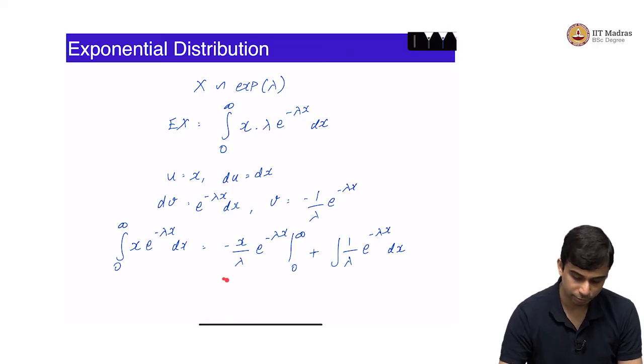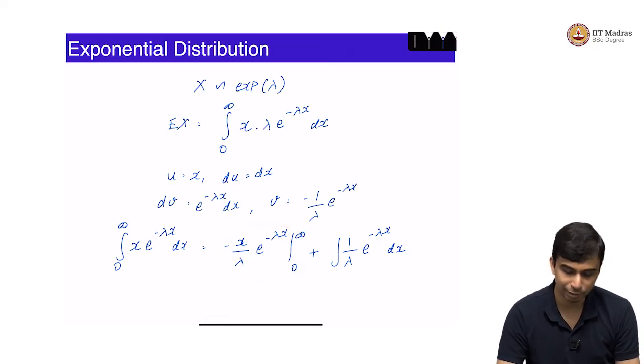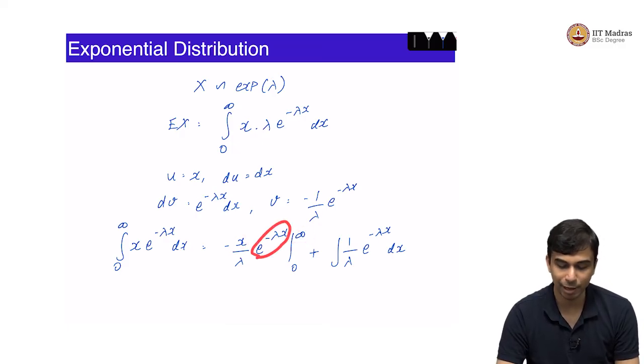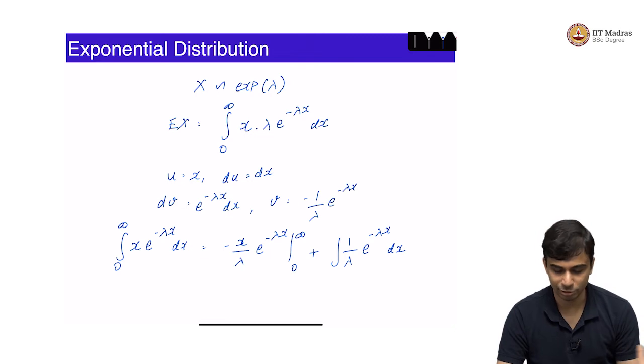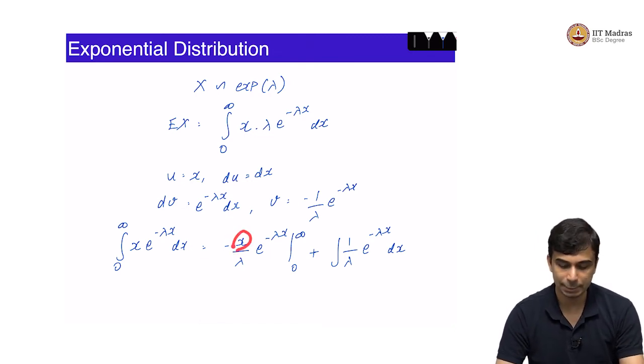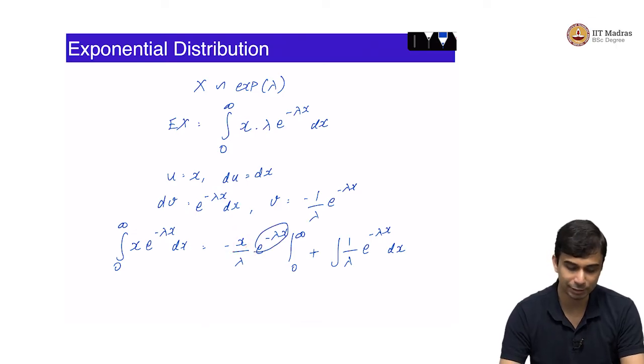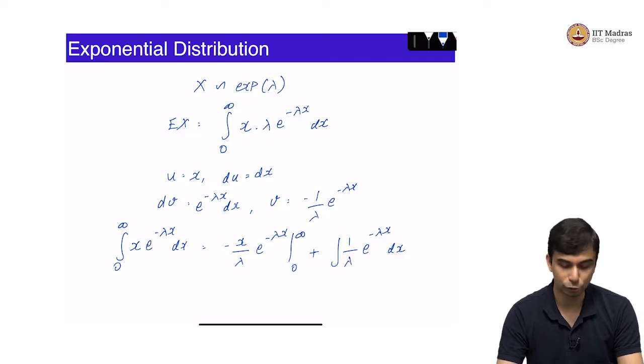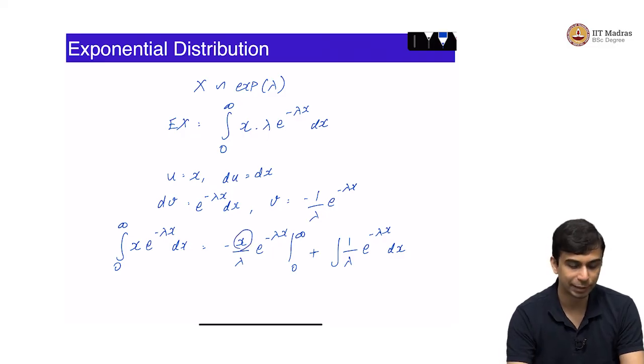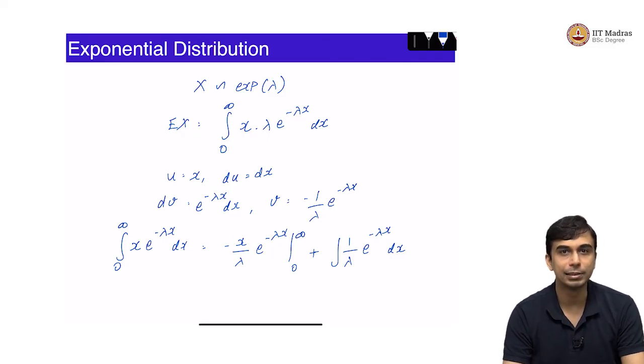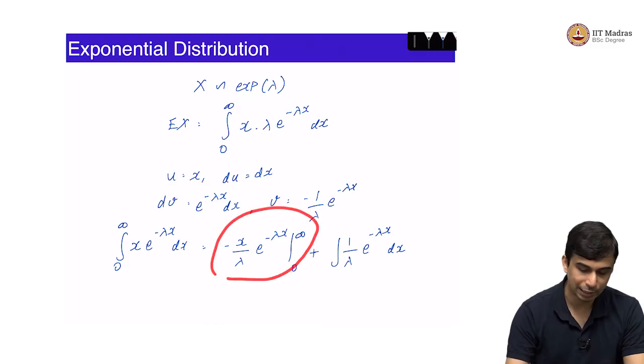Now, let us do this integration. The first term would be 0. Why is that? Because if we substitute infinity, it looks like infinity into something, but e power minus lambda x is much closer to 0 than x is to infinity, and if x keeps on increasing, x e power minus lambda x goes to 0. So, x e power minus lambda x as the limit x goes to infinity is 0, and 0 e power minus lambda 0 is also 0. So, this term is entirely equal to 0.